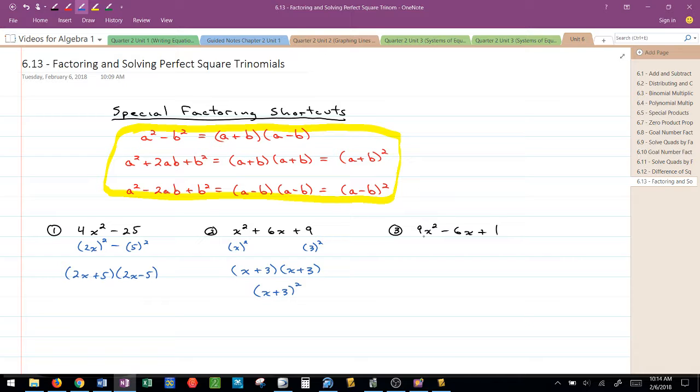Similarly with number 3 here, I know that this is a perfect square, and I know that this is a perfect square. I notice that the middle term can be found by taking negative 2 times 3x times 1. That would give me negative 6x. So that tells me this will factor to 3x minus 1 and 3x minus 1, or 3x minus 1 squared. Now again, I did these all by using these algorithms. You can always do goal number factoring and you'll arrive at the exact same answers.